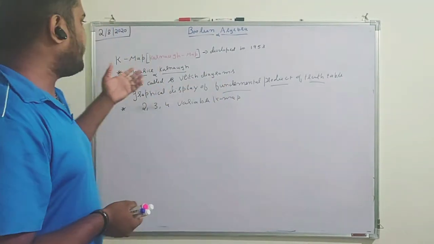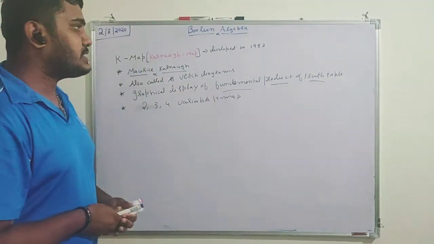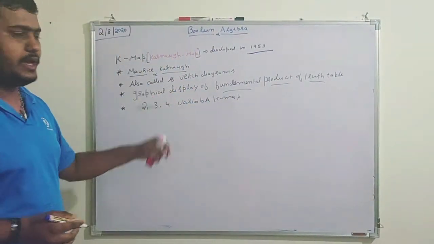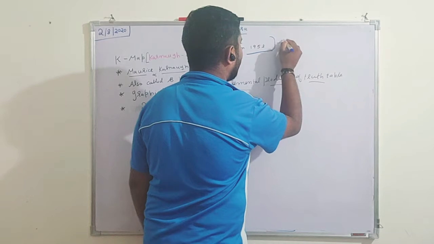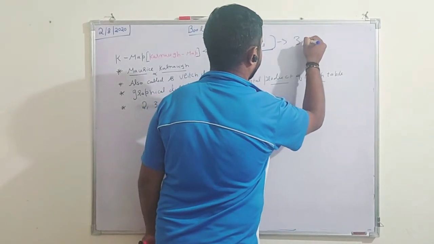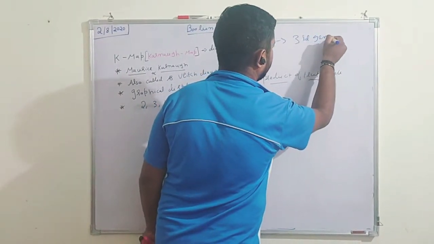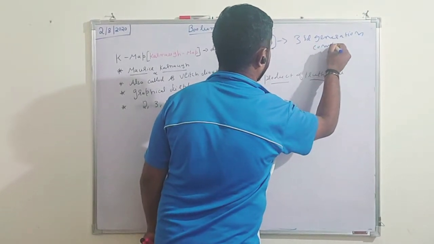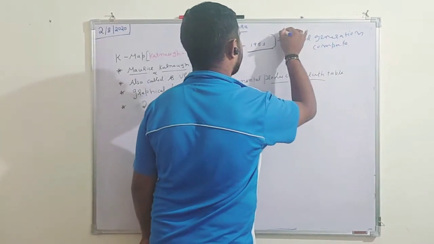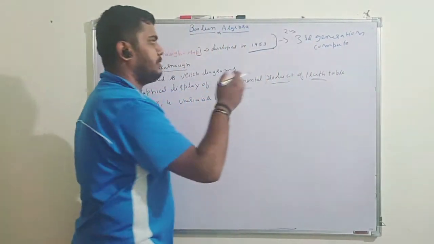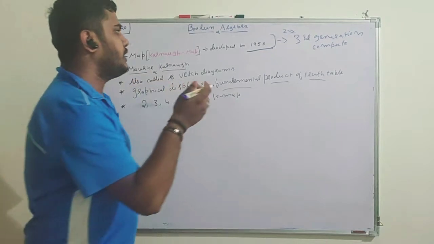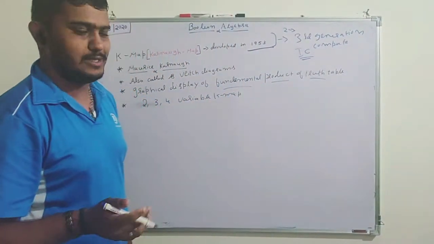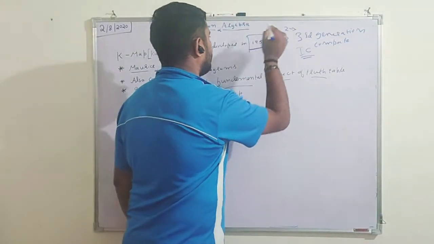A K-map is known as Karnaugh map. This was developed in 1953. Remember this era. It lies in between the second and third generation computers, where your IC circuits came into existence. So at that time, this K-map was introduced.